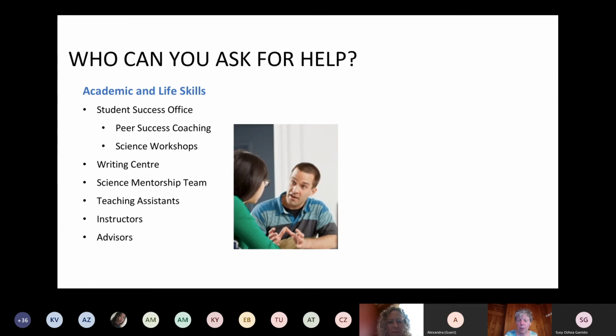The Success Office. Those of you who are doing Waterloo Ready know that there's a lot of resources there, but they have what are called peer success coaches. Those are students who have training and coaching, and they're just someone to talk to. There are a lot of workshops available to guide you in preparation, time management, those kinds of things.